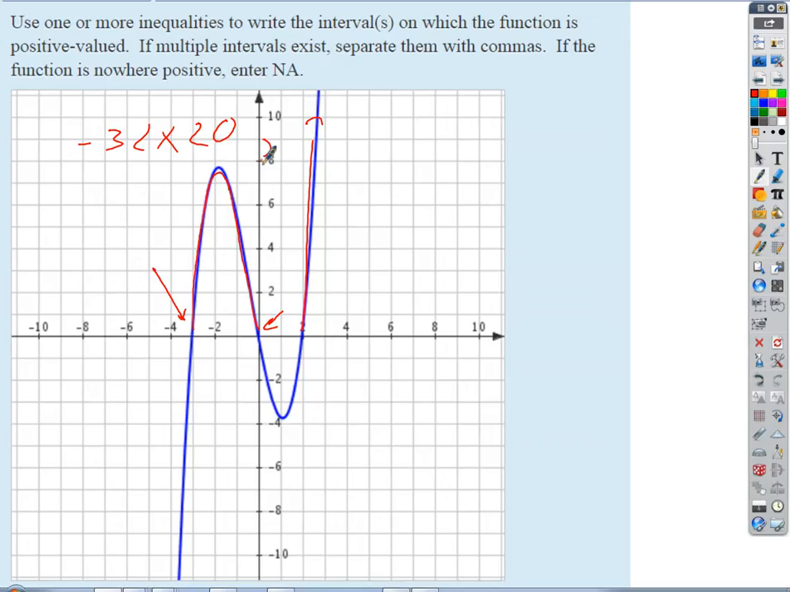And then how about this guy over here? How many endpoints are there on this interval? One, just a lower limit, right? So we're going to say x is to the right of this limit. To the right of means greater than, right? X is greater than, what is that, 2? So that, comma, that. Make sense? Okay.